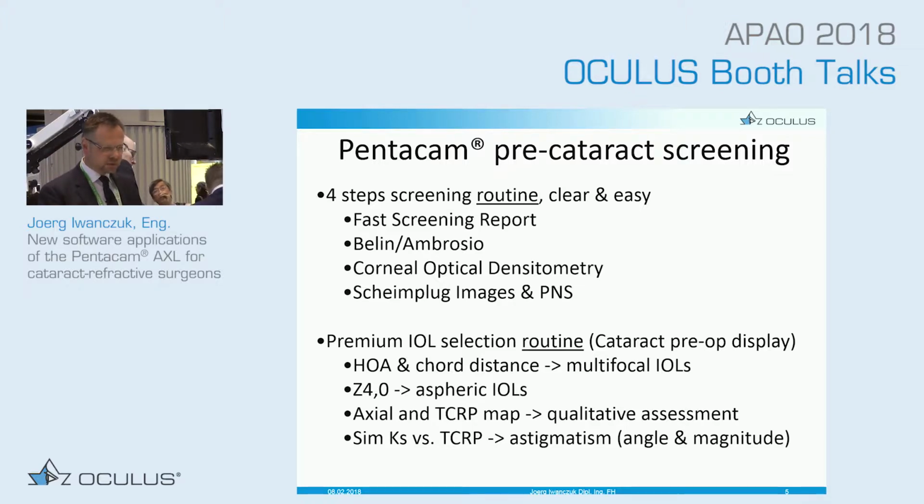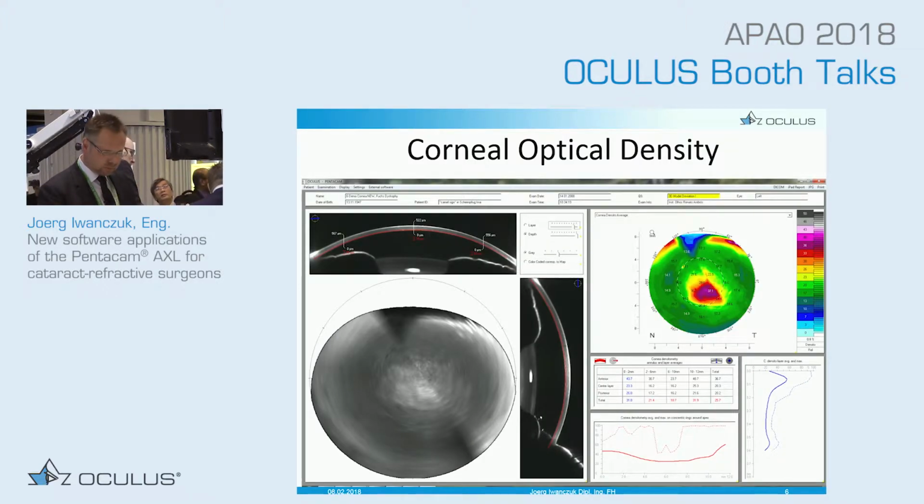And here are a few examples. This is our corneal optical density display. You see here in the map there is obviously something which is abnormal, and if you look to the details you see in the endothelium we have opacities. That's early endothelium Fuchs dystrophy.